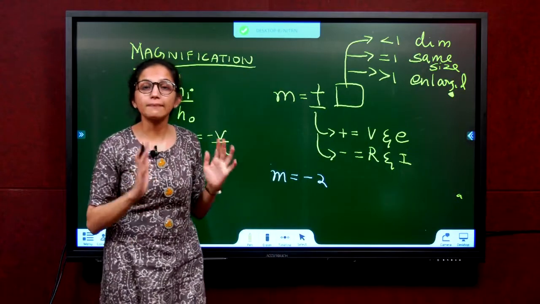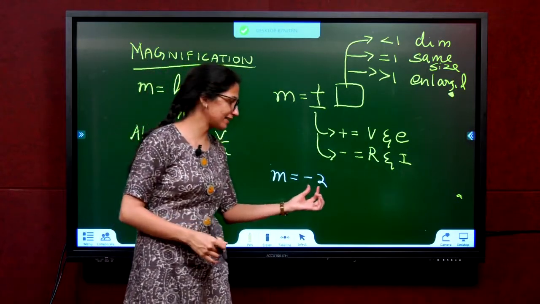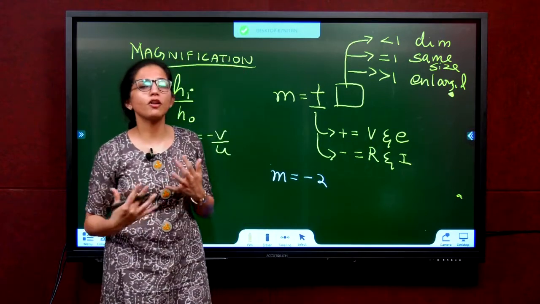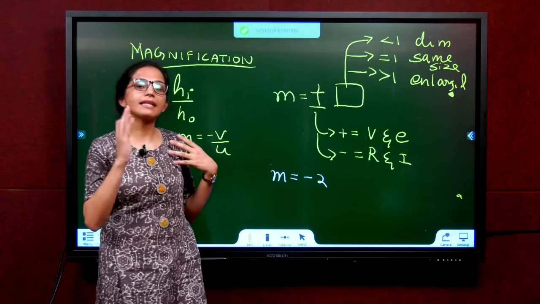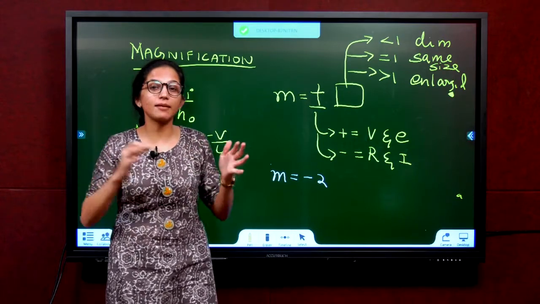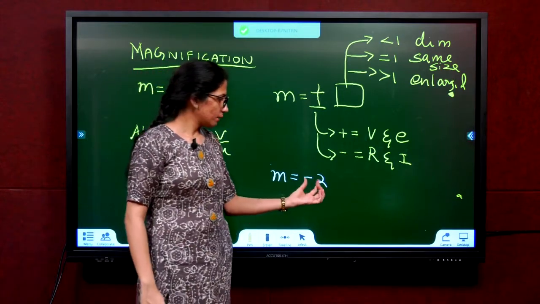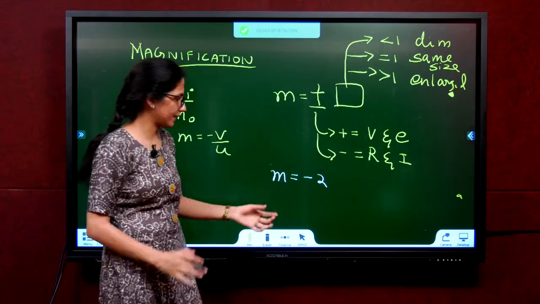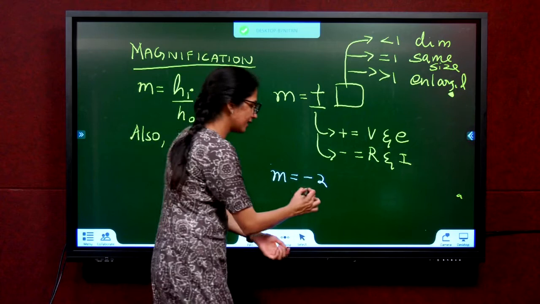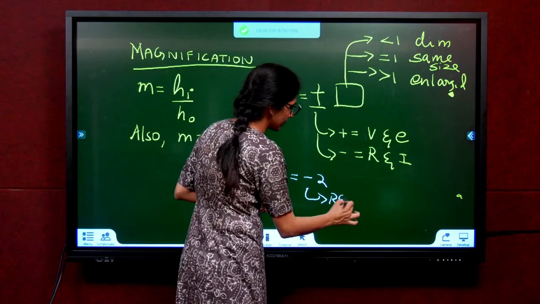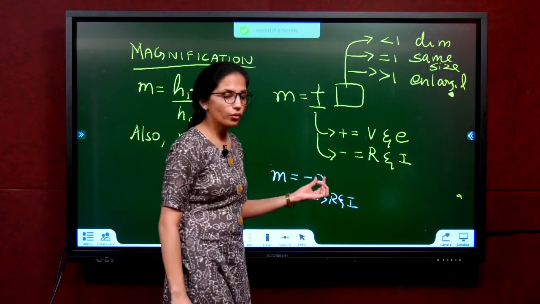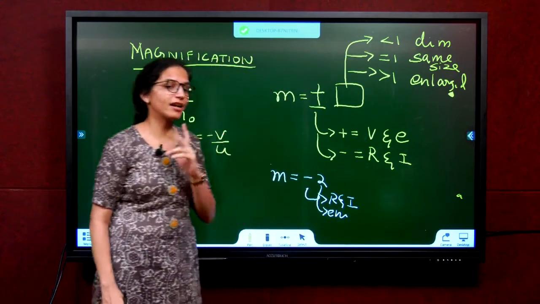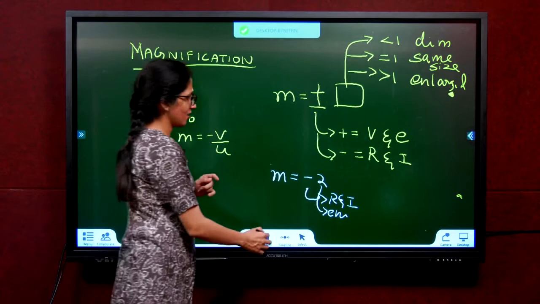Wrong. In magnification, you are supposed to see the sign separately and the number separately. Not just in magnification, in all physics, these numericals, signs have different meanings. Sign does not mean that the number is smaller. Minus 2 is less than 1, don't see it like that. See the sign separately, the number separately. Minus sign indicates that it is real and inverted. 2 indicates that it is enlarged. So the image is real and inverted and enlarged. Okay?